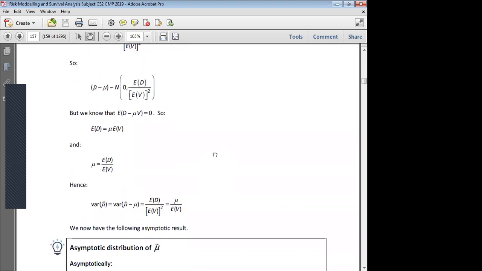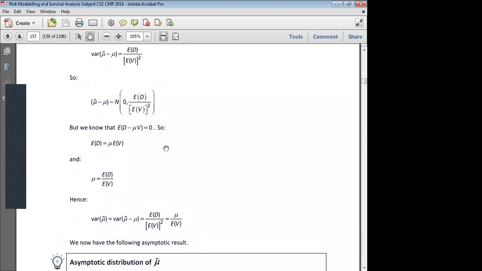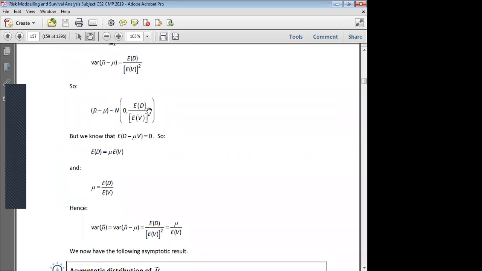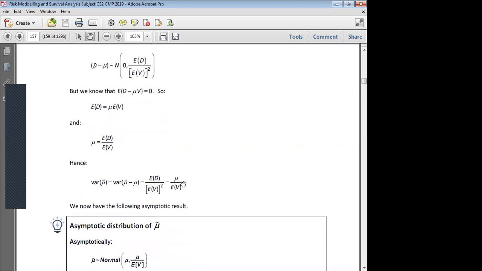So now once we have that, what they are trying to say is that we also know that the expectation of this guy is 0. So I know that my expectation of d, which is in the numerator, can be written as mu times expectation of v as well. If you rewrite that and substitute it here, the expectation of v and this square will get cancelled. And what you will be left with is mu upon expectation of v. So that will be your variance of mu tilde here.